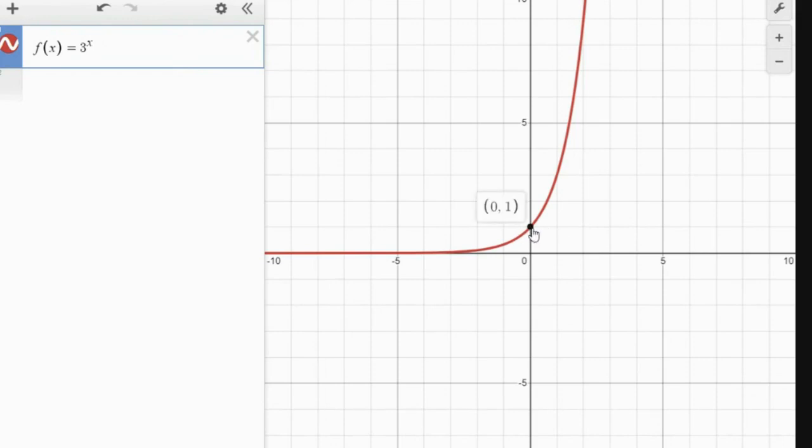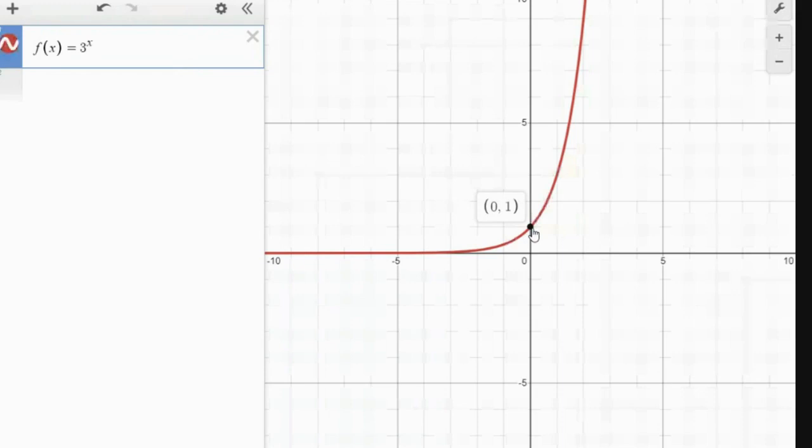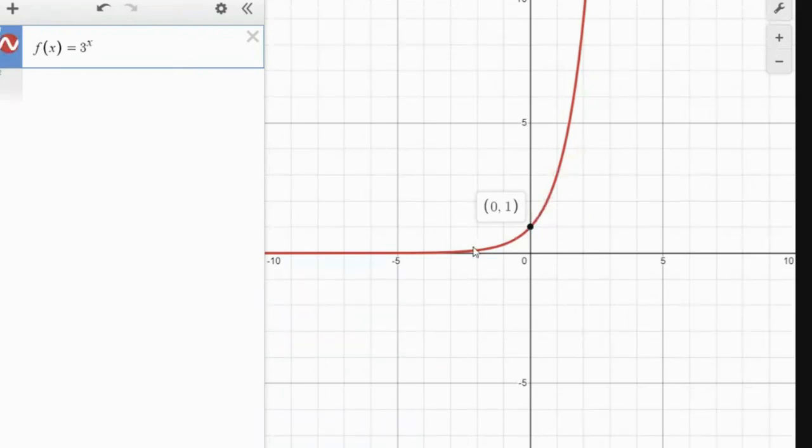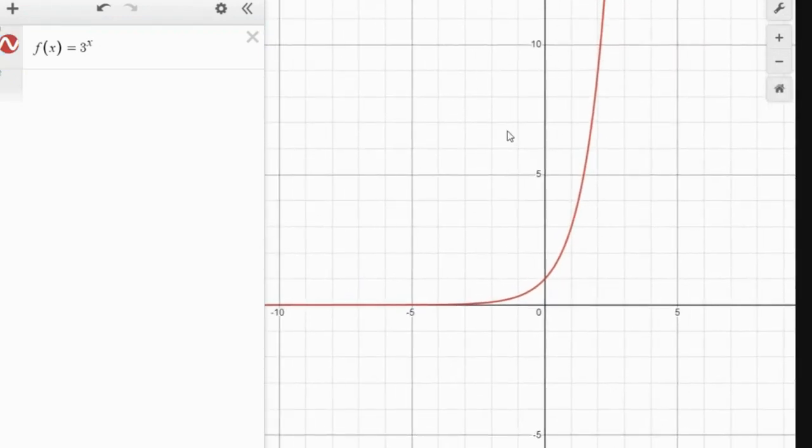We see it crosses the y-axis at 1, so that's our y-intercept, 0, 1. It approaches the asymptote to the left as it goes into negative infinity, getting closer and closer to 0, and to the right it goes up to infinity. So what happens if we put a number in front of that? Let's put that in parentheses, because we have p b to the x. So let's say we start with 10.